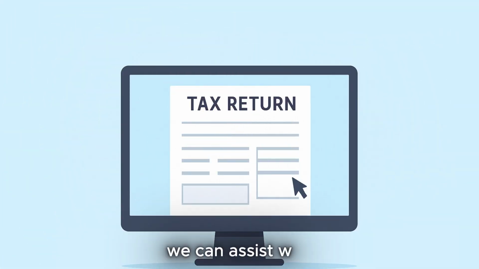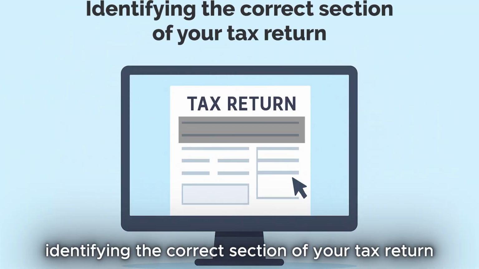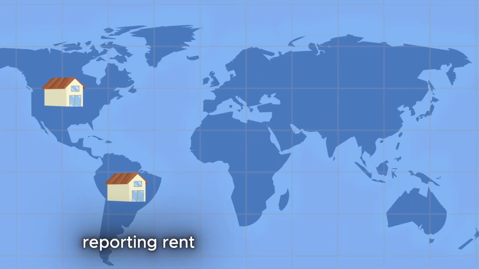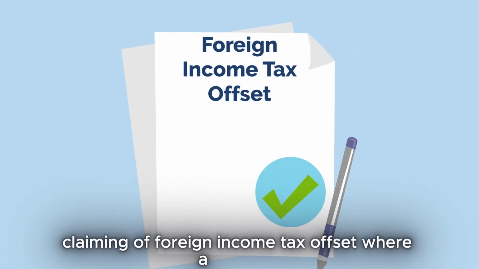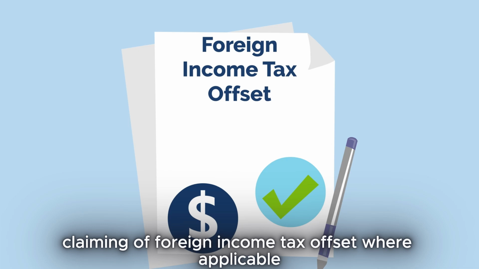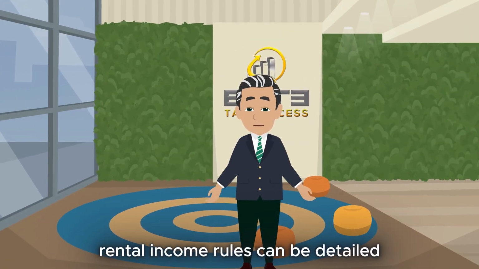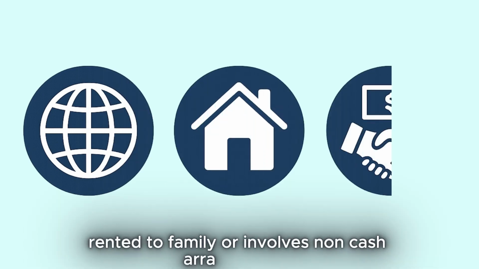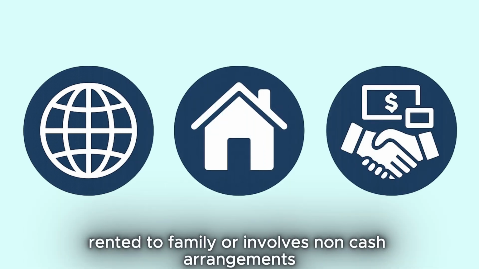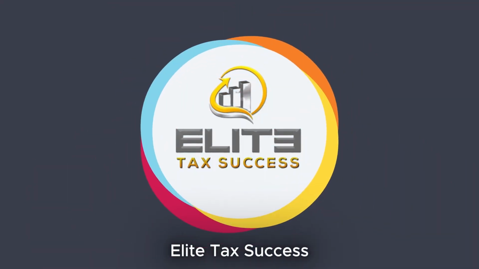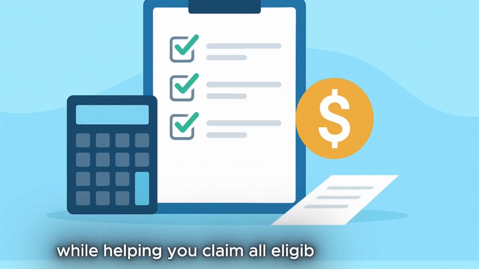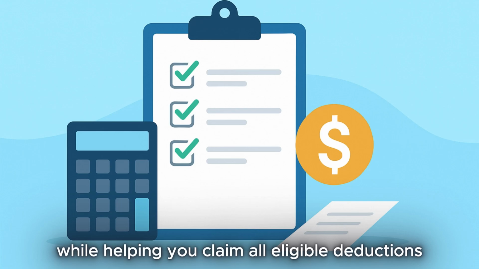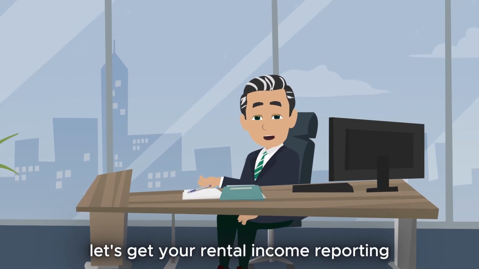We can assist with identifying the correct section of your tax return, reporting rental income from overseas properties, claiming a foreign income tax offset where applicable. Rental income rules can be detailed, especially if your property is overseas, rented to family, or involves non-cash arrangements. Elite Tax Success ensures your rental income is reported correctly while helping you claim all eligible deductions. Let's get your rental income reporting right from the start.